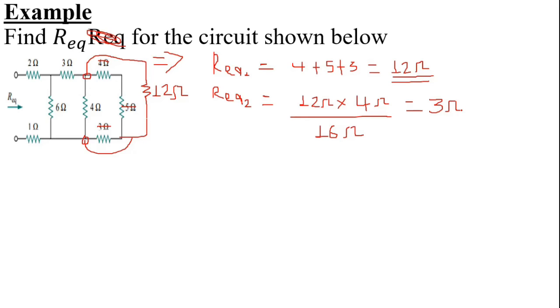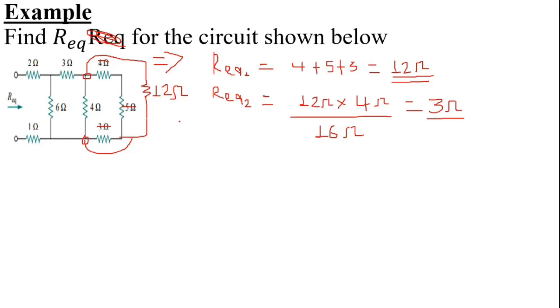And the other thing I would like to tell you is, if you are finding equivalent resistance for parallel circuits, the equivalent resistance is always less than the resistance of each individual resistor. Yes, so as you see it is 3 ohm, which is less than 4 ohm and 12 ohm.